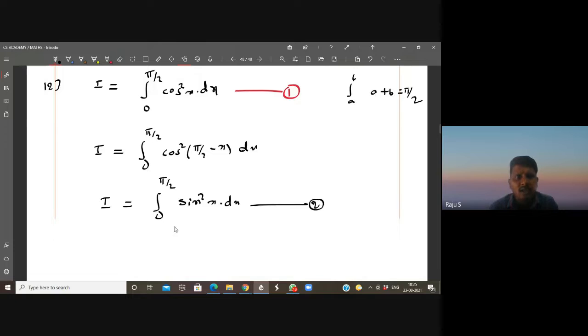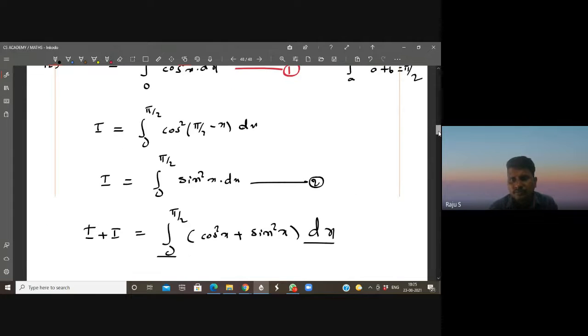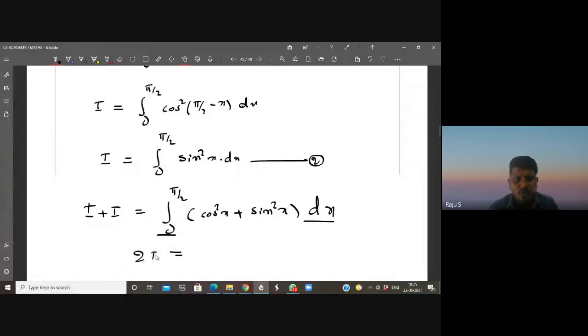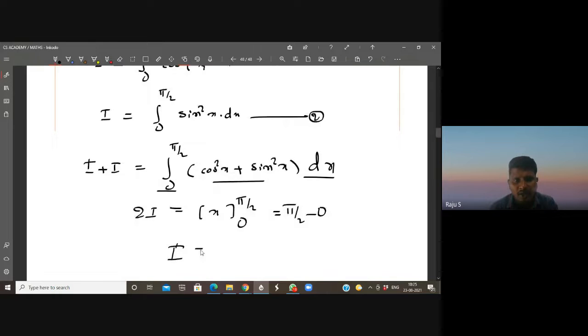When I add equation 1 and 2, left side is I plus I. Right side is integral, common 0 to pi by 2, from the first one cos square x plus the second one sin square x. Here dx is also common, the integral is common, cos square plus sin square becomes 1. So 2I is equal to integral of 1, which is x from 0 to pi by 2. So pi by 2 minus 0. This is 2I, but we require only the I value: I is equal to pi by 4. This is the answer for cos square.